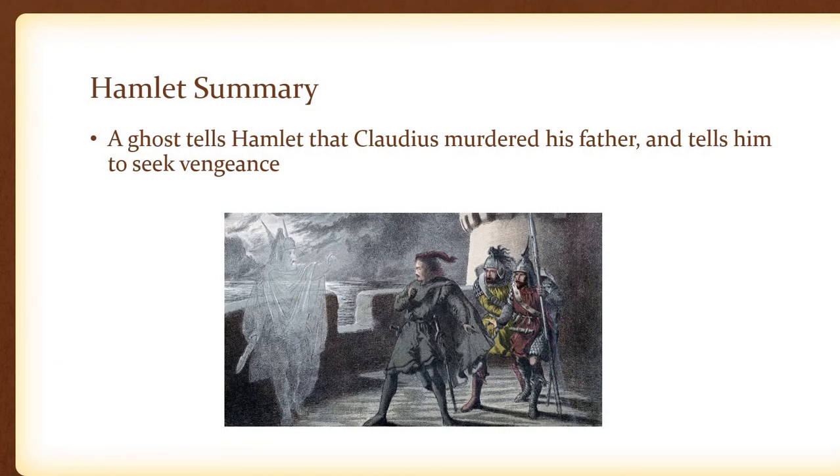And the ghost informs Hamlet that he didn't just die a regular death, but in fact he was murdered. He was murdered with ear poison, and the one that administered this ear poison was none other than Claudius, the current king, the uncle of Hamlet, the husband of Hamlet's mother.